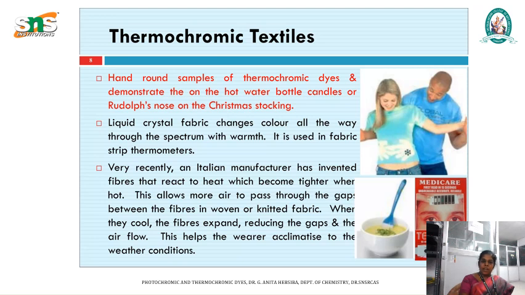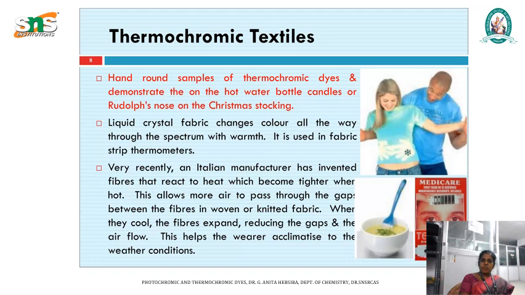Very recently, an Italian manufacturer has invented a fiber that will change its shape when it becomes hot. This allows more air to pass through the gaps between the fibers when it is heated up. When it gets cooled, the fibers expand, reducing the gaps and the airflow. This helps the wearer acclimatize to the weather condition. According to the weather condition, the fiber expands or contracts so that temperature can be sensed.